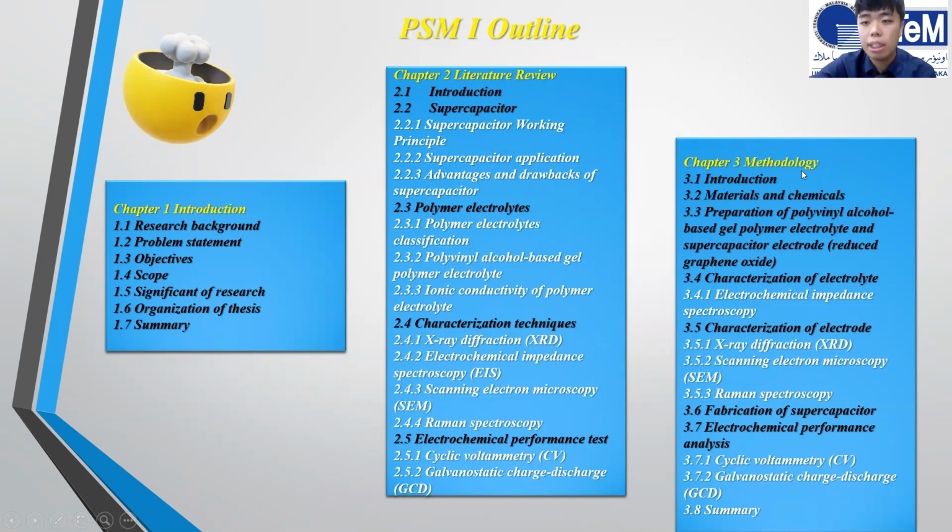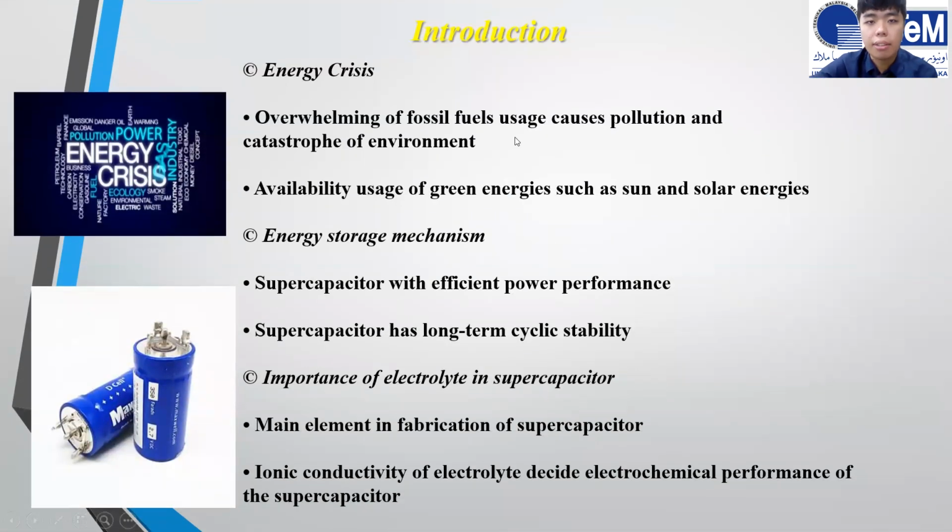For Chapter 3 methodology, it will start with materials and chemicals. After that is preparation of electrolytes and electrodes. After that is characterization of electrolyte, then characterization of electrode, and moreover, fabrication of supercapacitor from electrode and electrolytes. The last step is electrochemical performance analysis. The next slide is a brief introduction of this project.